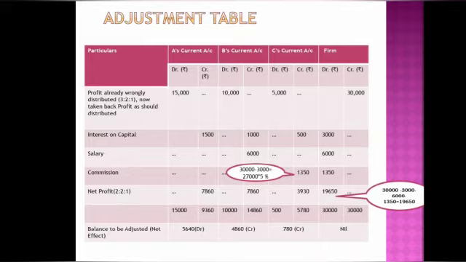capital ratios. So the profit of 30,000 the firm will take, and it will be credited by the firm and debited in the name of the partners. So 15,000, 10,000 and 5,000, that is 3:2:1, we are taking back from the partners, and the firm is taking, so the firm is credited and the partners are debited over here.